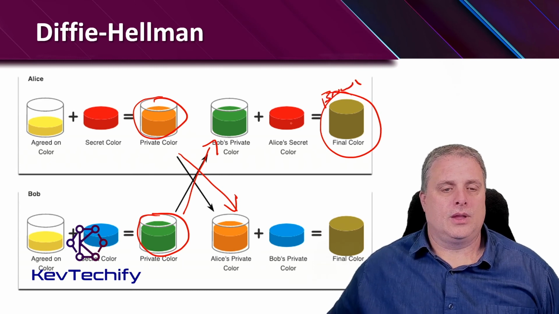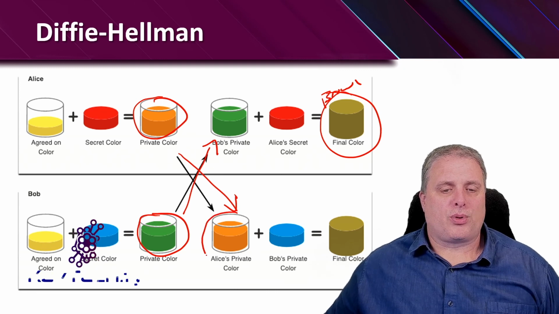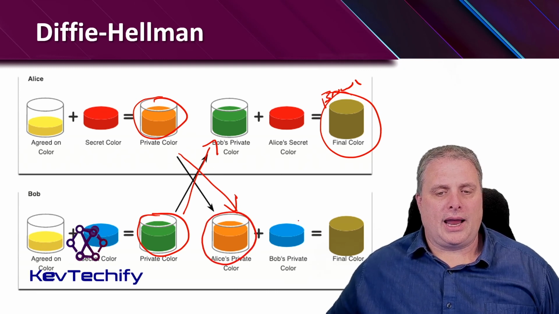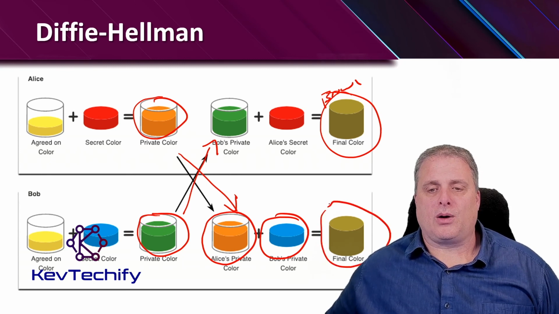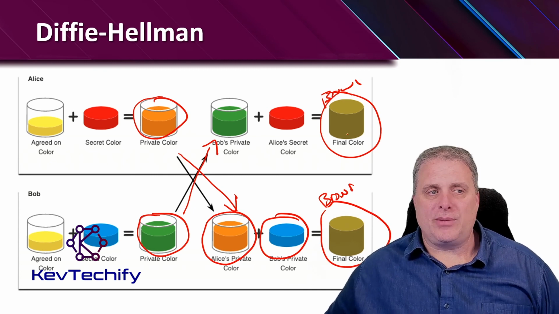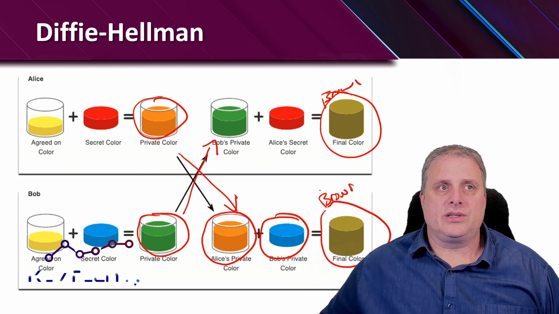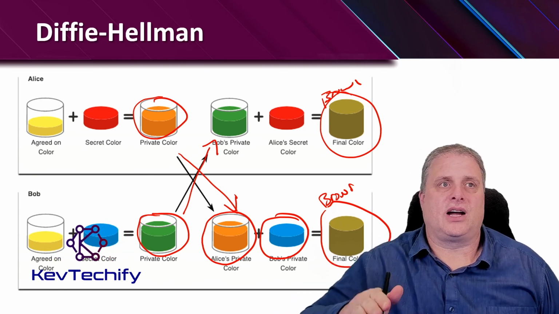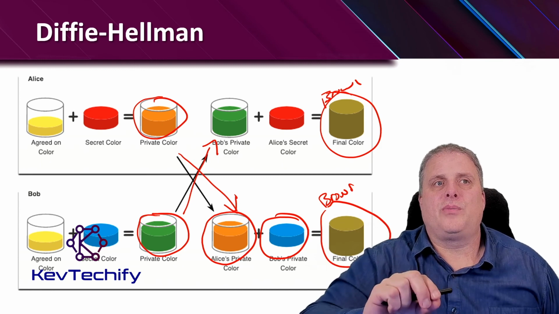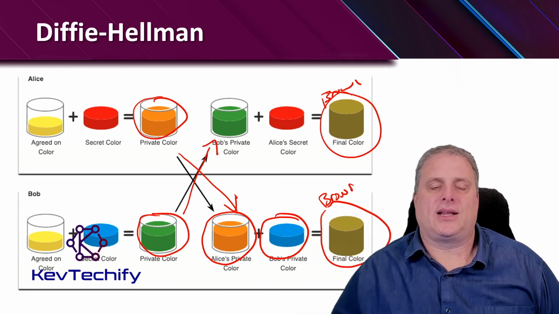Bob is going to do the same thing. Bob is going to take Alice's color of orange, add his secret color of blue, that also gives them brown. This brown is the same brown Alice has, so they have the same one. The result is the final brown color mixture that is identical to the other final colors. This brown color represents the resulting shared secret key between Bob and Alice.